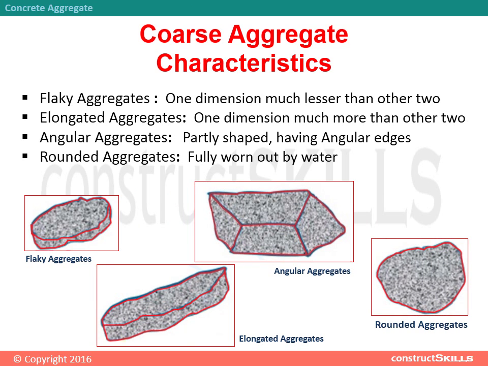Flaky aggregates have one dimension much lesser than the other two. Elongated aggregates have one dimension much more than the other two. Angular aggregates are partly shaped, having angular edges. Rounded aggregates are fully worn out by water.